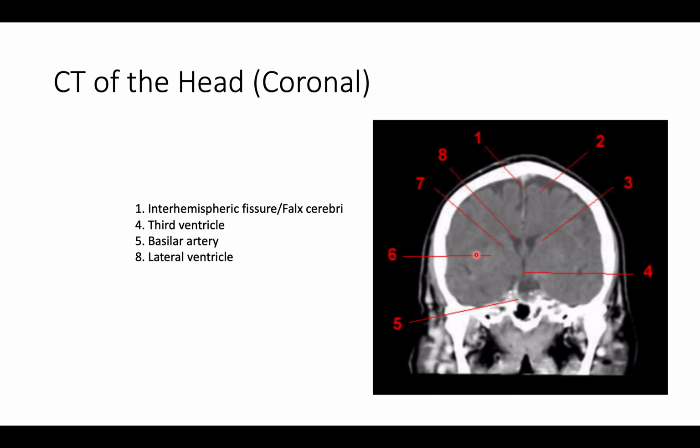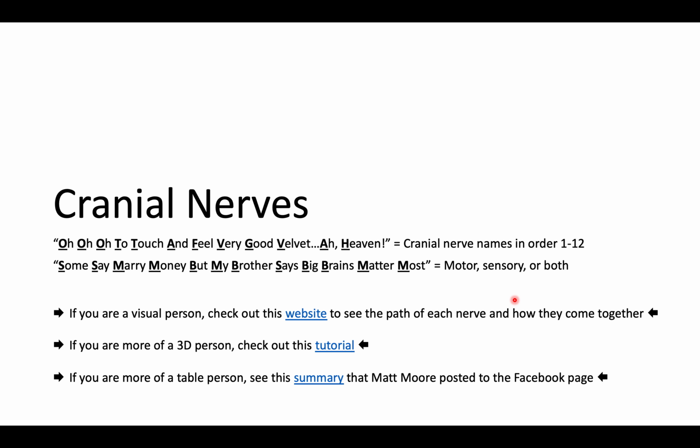Here's a CT of the head, a coronal view. So right here in number 1, we've got that falx cerebri that's coming down. As we look on the CT, we can see the lateral ventricles. As they continue on down, we go to the third ventricle. And then this one I think is a little hard, but that's the basilar artery.